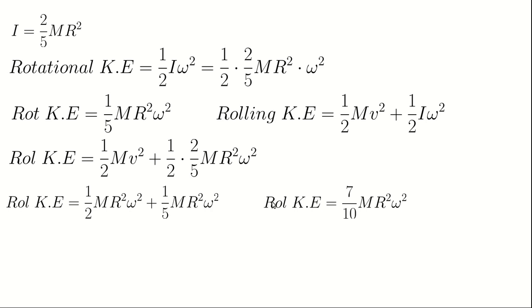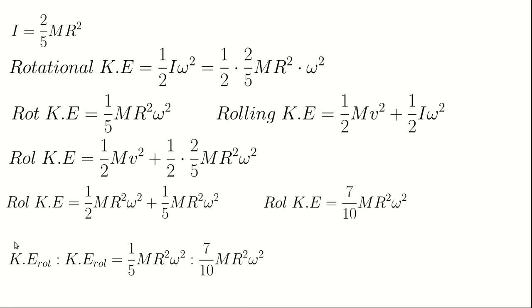So the rolling kinetic energy is given by this. Now that we have this and we have the rotational, which is this particular one, we can see the ratio of this to this is what we are looking for, and that is given by rotational kinetic energy is to rolling kinetic energy, which is given by this expression is to this expression. We can cancel everything here out, leaving 1/5 divided by 7/10, and that gives us 2:7. Hope that's okay. Hope this helps.